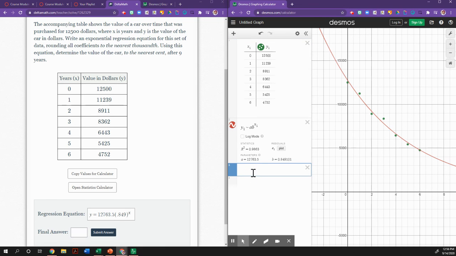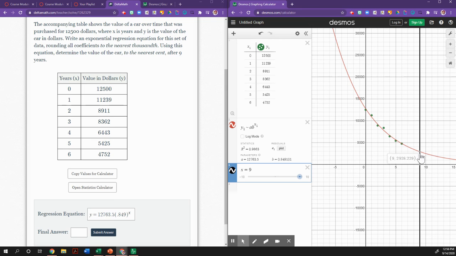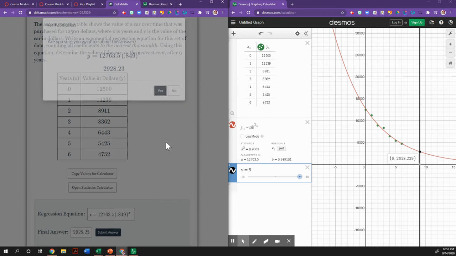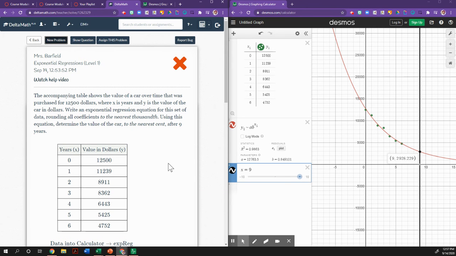Now I need to know, using this equation, the value of the car to the nearest cent after 9 years. So x equals 9. All right, and let's zoom out. So now this is the prediction. I don't know if that's actually going to be the value of the car, but that's my predicted value. $2,928 to the nearest cent, so 23 cents. Submit my answer. Yes.